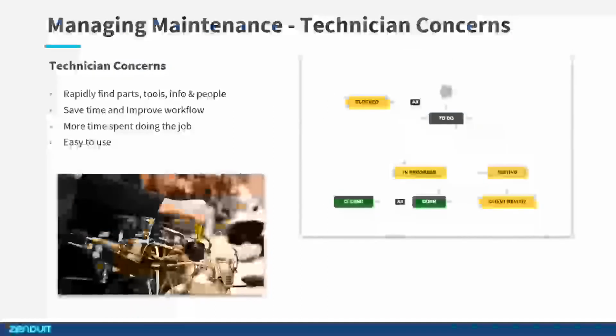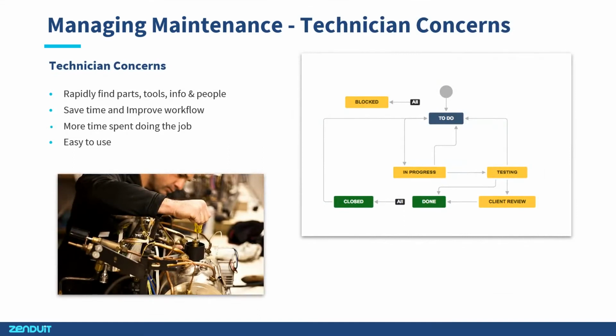Then we need to look at it from a technician perspective. What do technicians want to do? Well, they want to fix things. So they need to be able to rapidly find the parts, tools, information, and people that they need to interface with to get these repairs done.